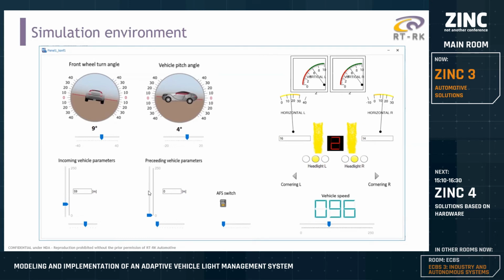For example, vehicle speed, other vehicle parameters, vehicle turn angle, and so on. And on the right side, in these gauges and lights, you can see how it acts. So as you move something on the left side, it provided output on the right side and showed how the vehicle lights would behave in real time.